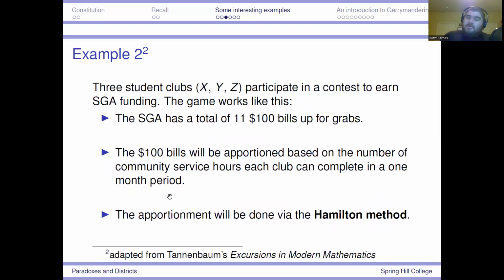Okay, well, let's go to another example. All right, let's say we have 3 clubs, Club X, Club Y, and Club Z, that are competing for SGA funding, and we're going to break up this funding similar to how we apportion seats. So let's say they have 11 total $100 bills, and they're just going to hand out those $100 bills in a way done by the Hamilton method. So the way we're going to apportion this is, instead of population here, we're going to look at the number of community service hours each club can complete in a 1-month period, right? So that's kind of acting as our population here, and our seats are these $100 bills. We're just going to assume that the SGA can't make change, and so they're going to have to hand these out as entire $100 bills.